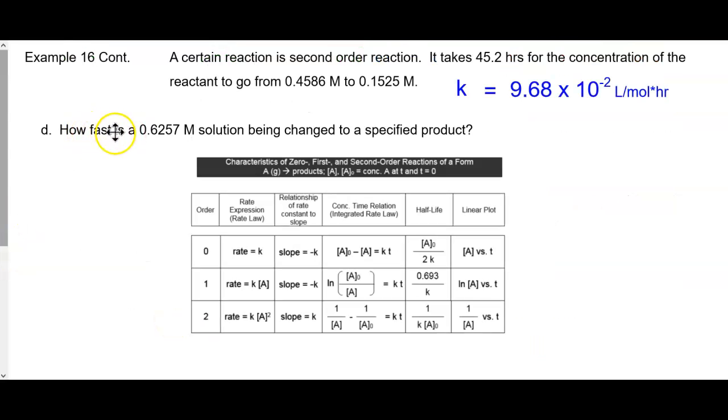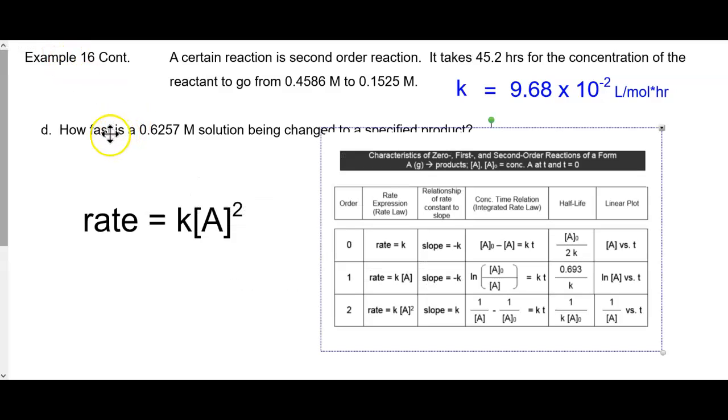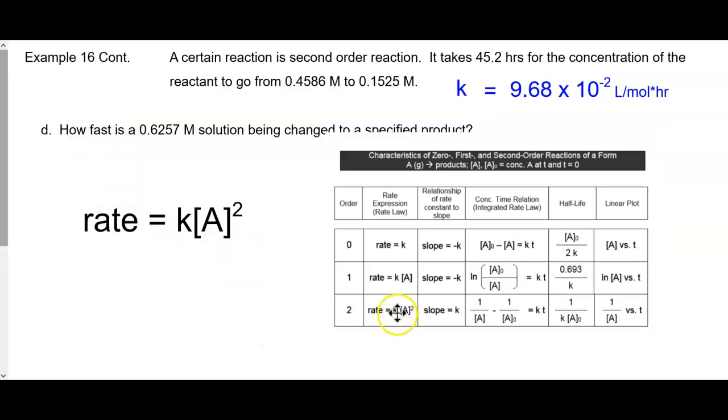Part D says, how fast is a 0.6257 molar solution being changed to a specific product? So how fast is this much? How fast does not measure time. How fast measures rate. That is a very important thing not to miss. How fast is not, how long is time, how fast is rate. So we know this was second order based on the previous prompt. So we know we're going to use rate equals K times our concentration squared.